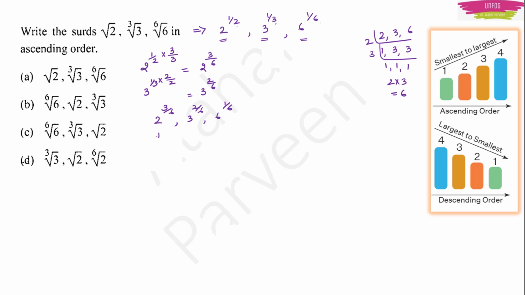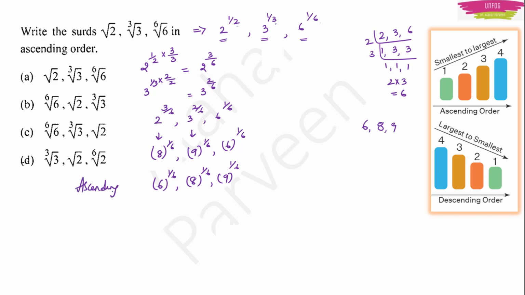Now I can also write this number like this, right? 8, because 2 cube is 8, right? 8 to the power 1 by 6. Or I can also write this number as 9 to the power 1 by 6 and this number as 6 to the power 1 by 6. Now it has become so easy for me to arrange these numbers in ascending order, right? If I arrange these numbers in ascending order, how will I arrange? 6, 8, 9, correct? Like that I will write here also. 6 to the power 1 by 6, 8 to the power 1 by 6 and 9 to the power 1 by 6. Now this is my ascending order. I have rearranged the given numbers in ascending order.